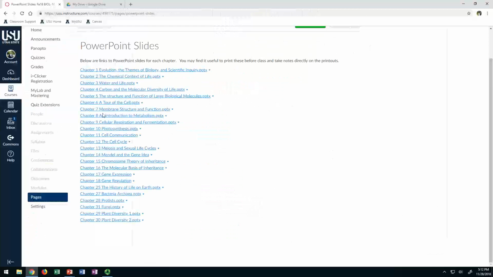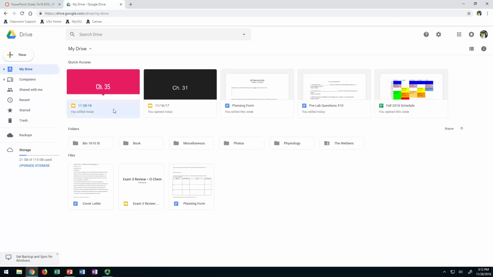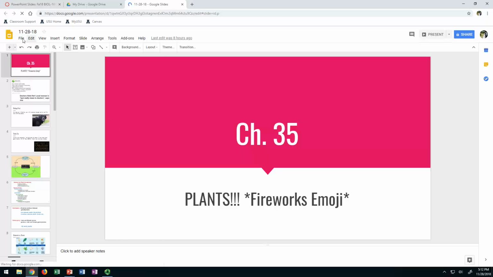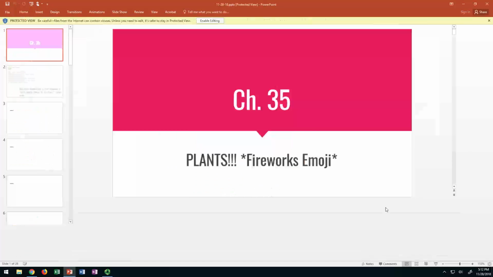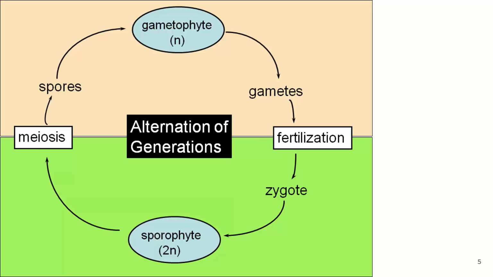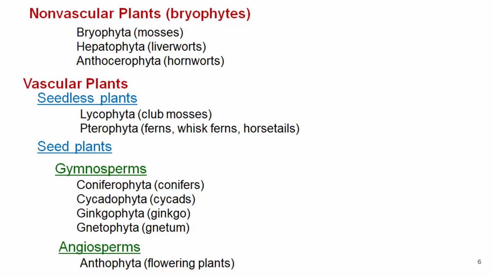So maybe we'll look at some of what chapter 35 was on. I feel like that's a little bit more conceptual. So again, just memorize this cycle. Memorize each of these categories, non-vascular and vascular, then the subcategories of seedless and seed, and then the subcategory of gymnosperm versus angiosperm, and their differences, right? And then the classic examples, right?